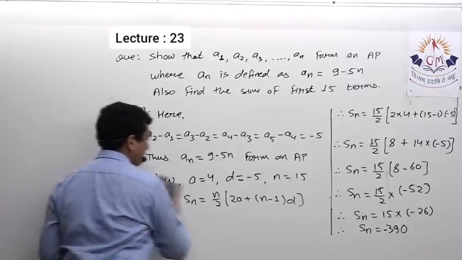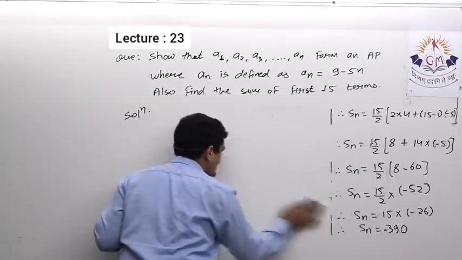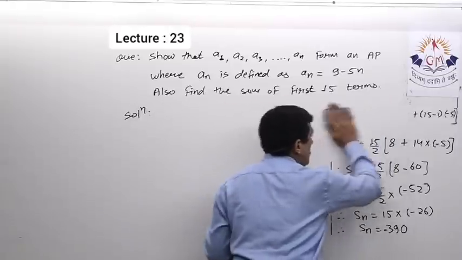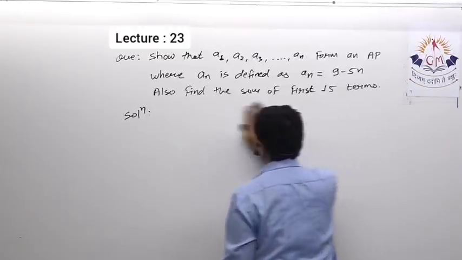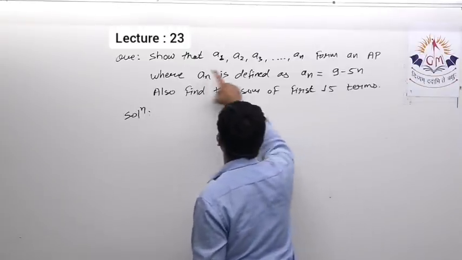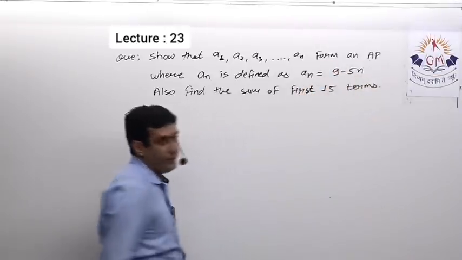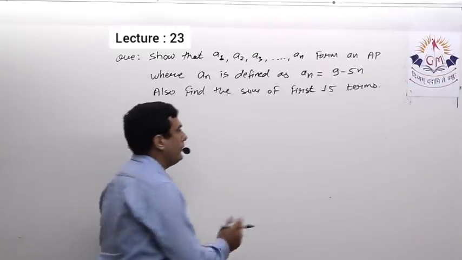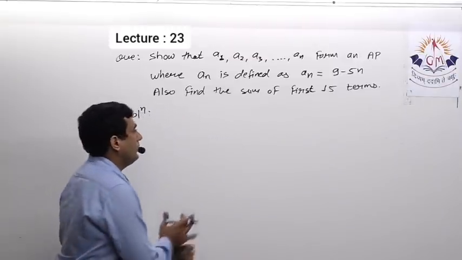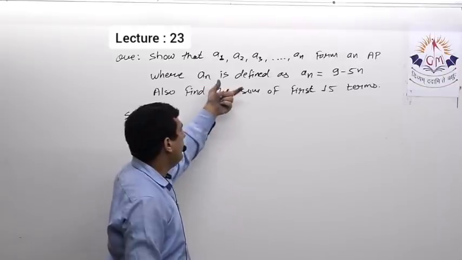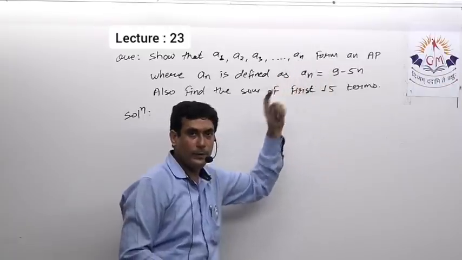Okay, so now we'll see one more way to solve this same question. Definitely Sn you have to find in that way. What is different is how to show whether an equal to 9 minus 5n represents an AP or not. Sn we have to find in the same way after getting a and d, so I am not going to do it again. I will only tell you how to show that 9 minus 5n forms an AP or not.